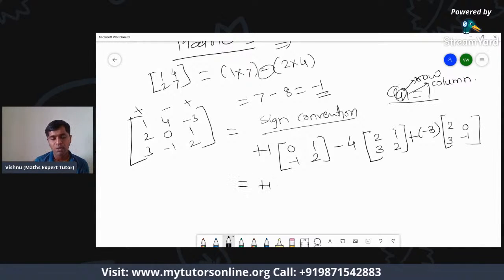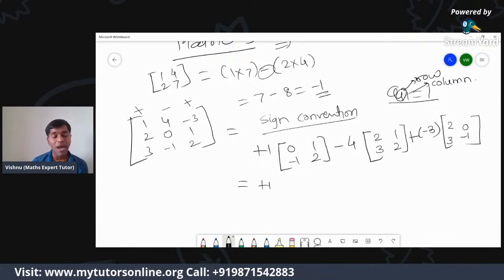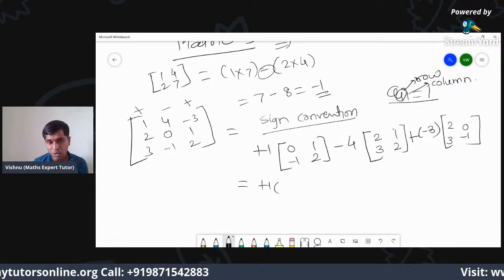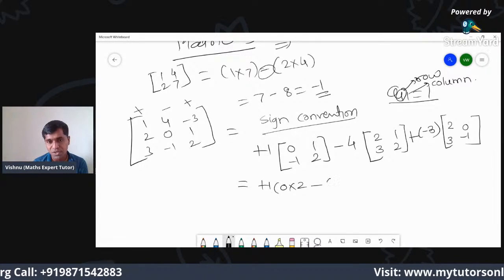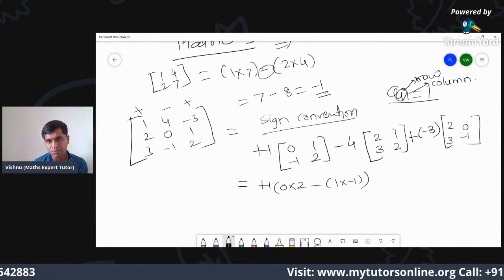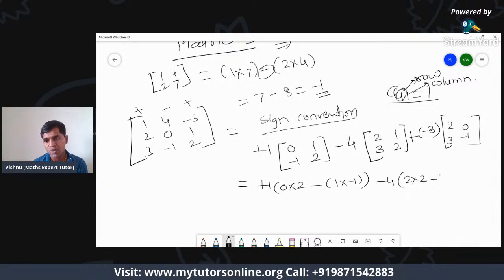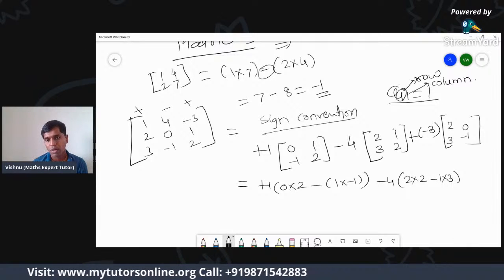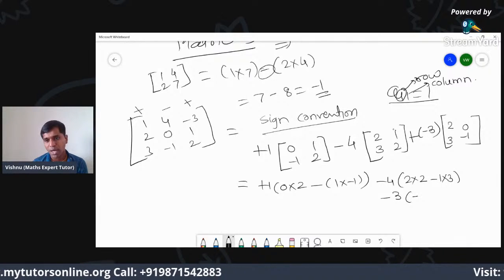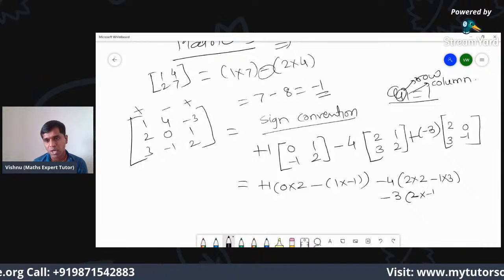Okay, plus 1. Multiply the diagonal minus the remaining. Same thing we are going to do. 0 into 2 minus 1 into minus 1. Minus 4 into 2 into 2. Minus 1 into 3. Minus 3. 2 into minus 1.